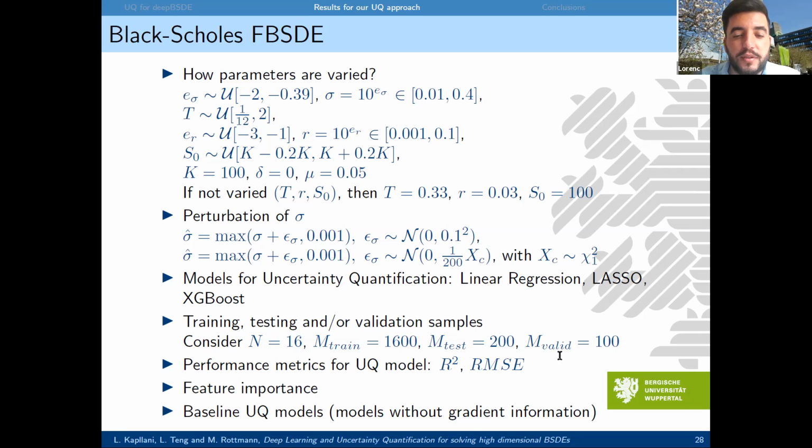Moreover, for performance metrics in this model, we used R squared and RMSE. I'm also going to show some analysis related to feature importance. I want to show that these gradient metrics actually give a lot of information to the UQ model, and to further compare that the UQ model performs much better with this gradient information. We also consider some baseline models, which use only the parameters that we know from the problem, and not these gradient metrics.